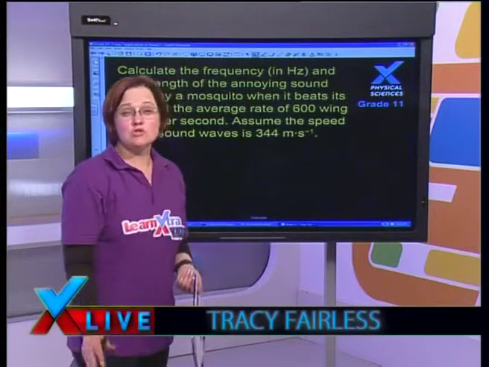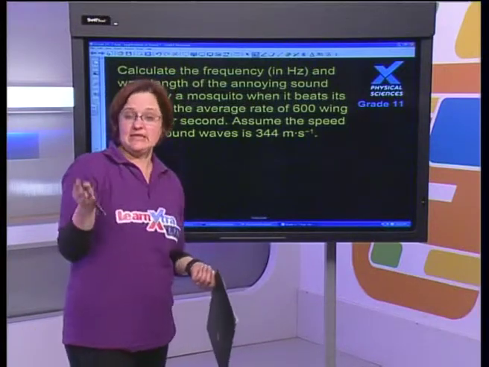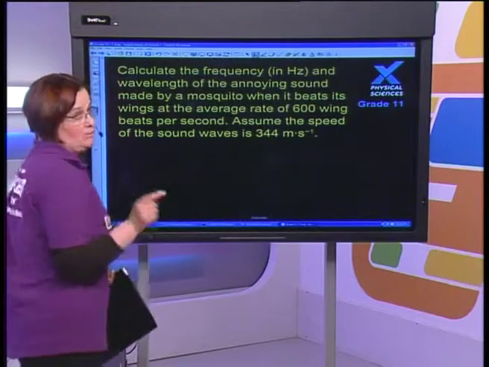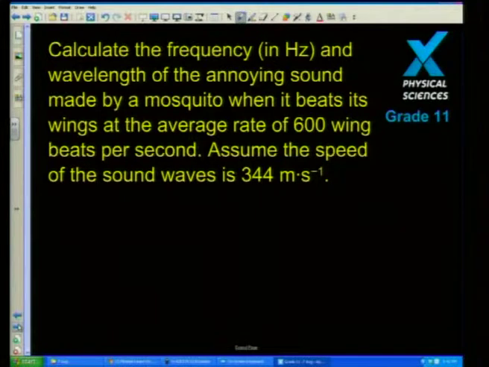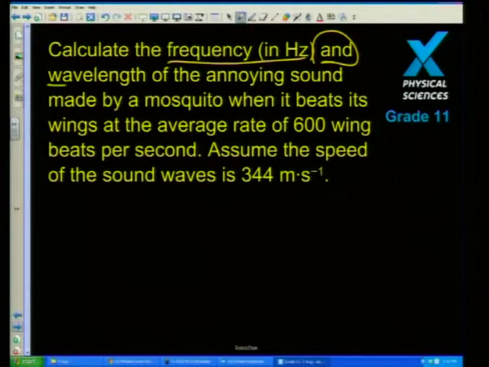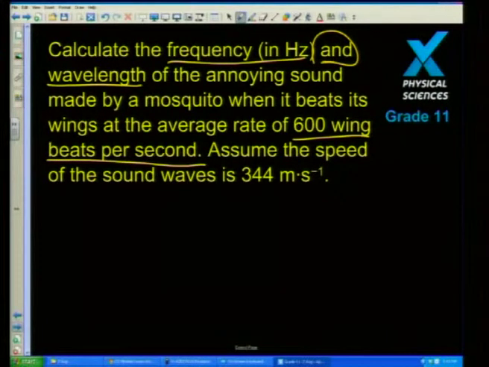But we've just used v equals delta x over delta t, but there's actually another equation we need to look at, which is what this question's about. It says, calculate the frequency in hertz. Important, it's a two-part question. And the wavelength of the annoying sound, no, not of a grade 11, made by a mosquito when it beats its wings at an average rate of 600 wing beats per second. Assume the speed of sound is 344 meters per second.